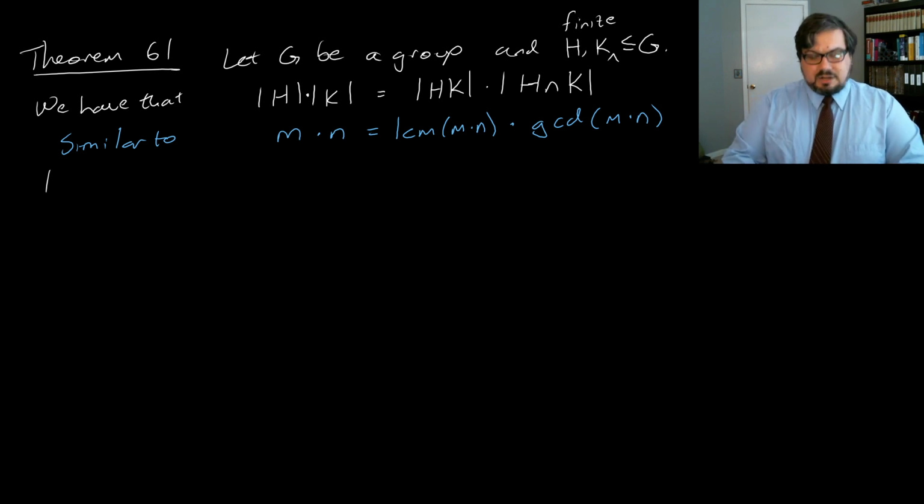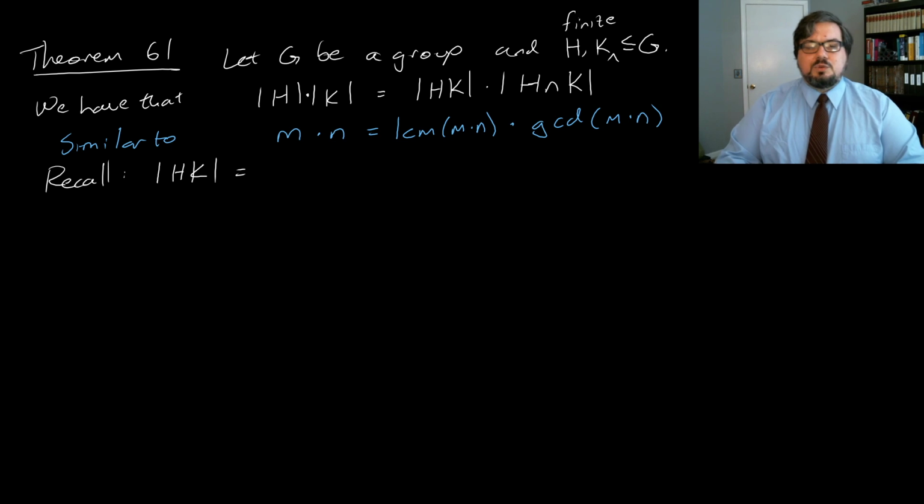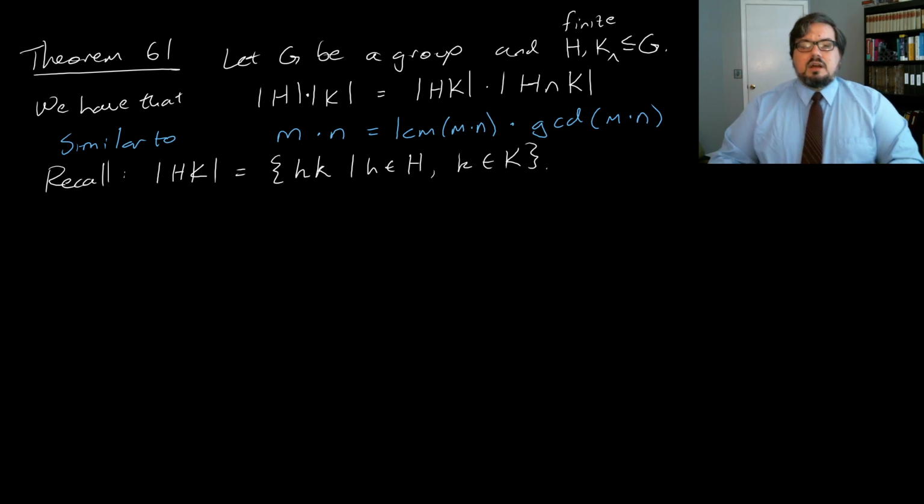So let's recall that the set HK is equal to the set of all products hk, where little h belongs to H and little k belongs to K. So that's the only one of these sets that we may have been unfamiliar with. And so let's start looking at this equality and see how we can prove it.